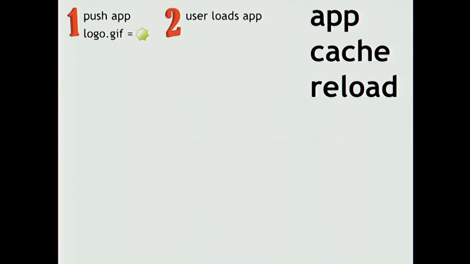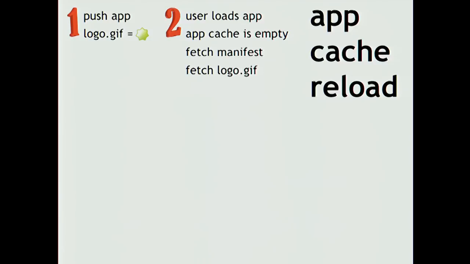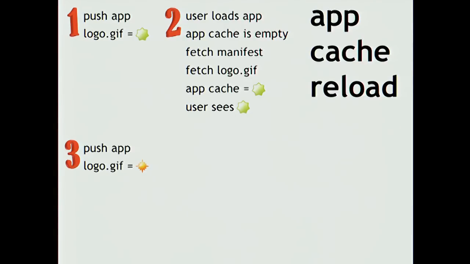Tomorrow, the first user ever downloads your app, and the app cache is obviously empty. They've never seen this before. And so the browser fetches the manifest file, and in there the logo is listed, so the browser downloads that, puts it into app cache, and renders the app to the user so the user sees the awesome green logo. So now suppose tomorrow night you go, I really think an orange logo would be better. So you push to your server this new orange logo, and you remember to change the version number in the manifest file. So the logo is new, the manifest file is new.